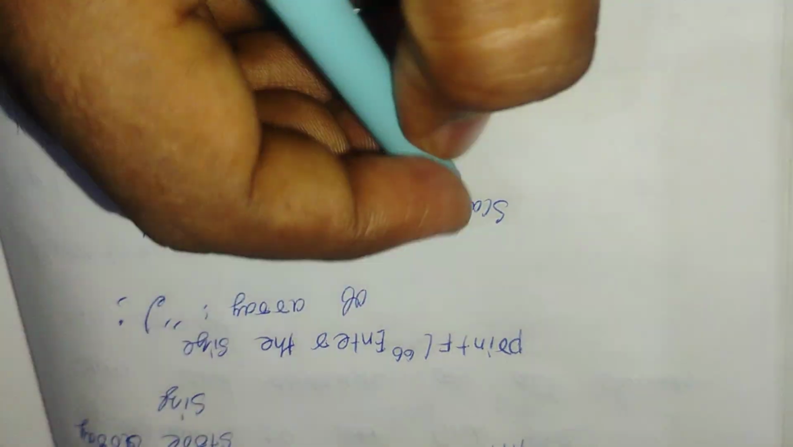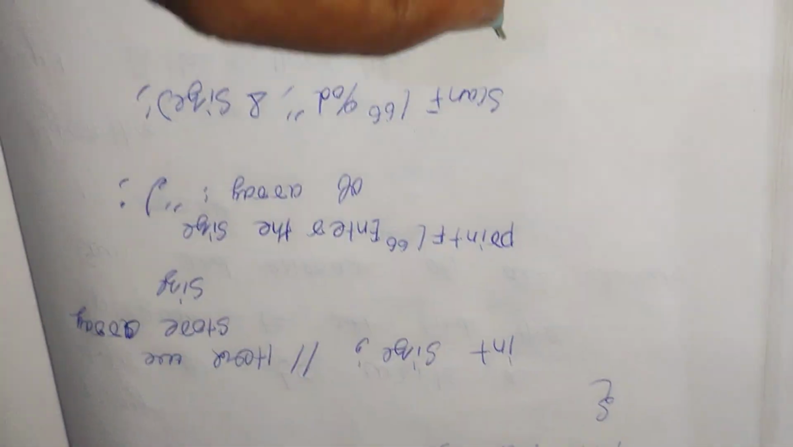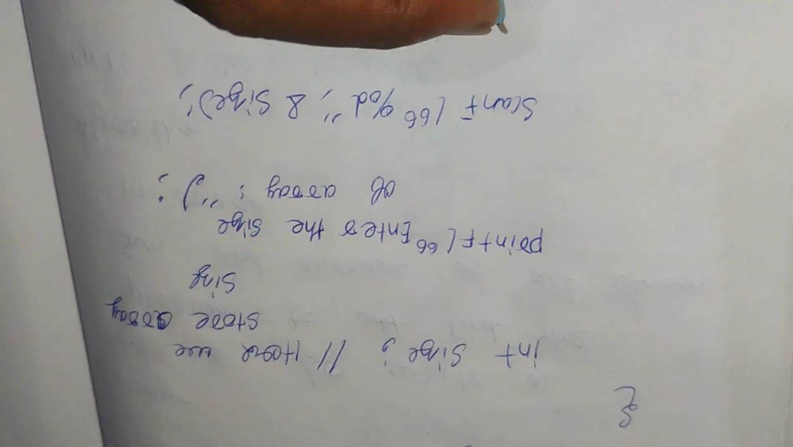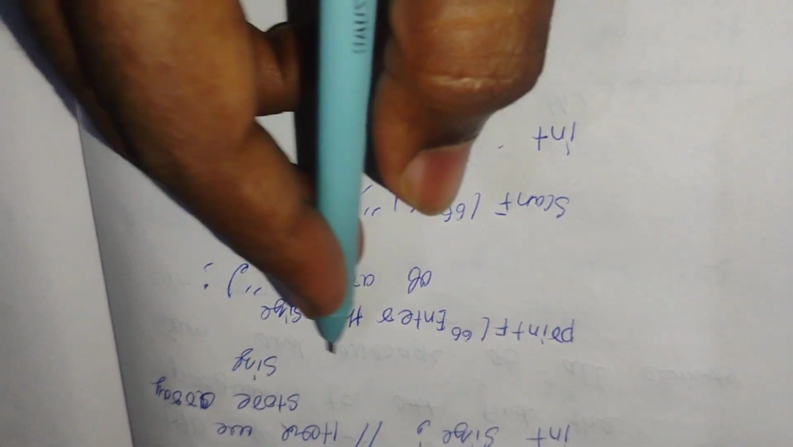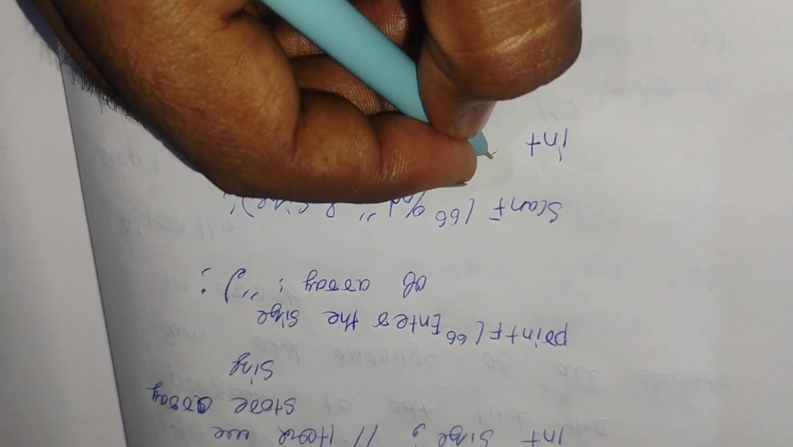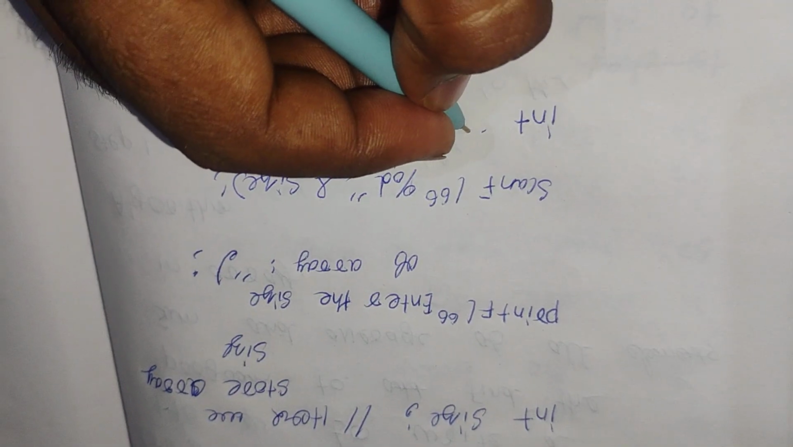Wait, it's on the flash. Now it's visible for you, right? Okay, let's go. Now it should be no problem for you guys. Okay, now we successfully get a value from the user.